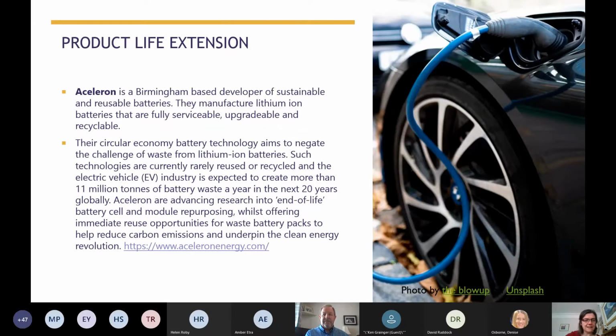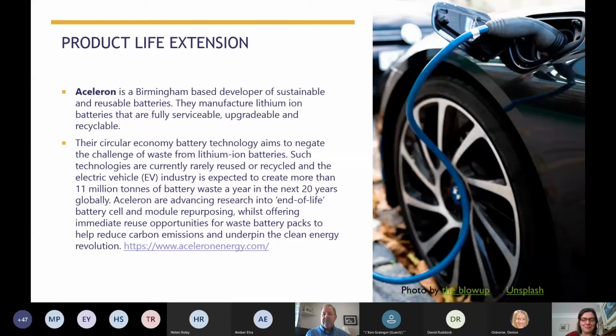Product life extension. Here's a Birmingham-based business called Acceleron. Obviously, there's a lot of work in the automotive industry happening locally in the Coventry and Birmingham area and the West Midlands in general. A lot of work around electric vehicles, but as with all new technologies, we need to think right at the start about how these new products are going to be managed at the end of their lives.